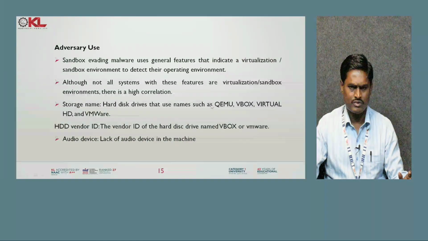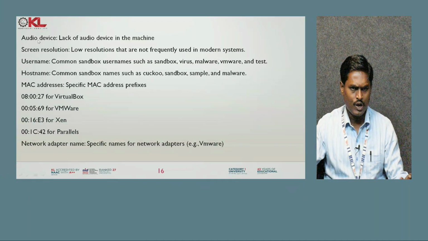drives that use names such as virtual hard disk, VM, VMware. The hard disk vendor ID, the vendor ID of the hard disk drive name, and VBox, that is VMware. Audio devices, lack of audio devices in the machine, and screen resolution, username, host name, MAC address. Next, the number for VirtualBox, then for VMware, this for Xen, and this for Parallels.